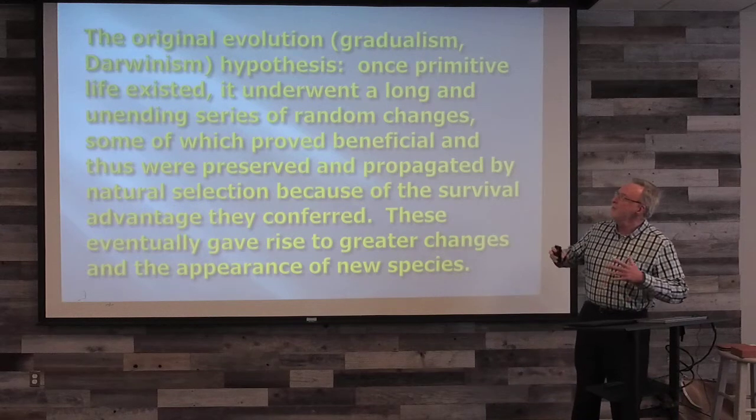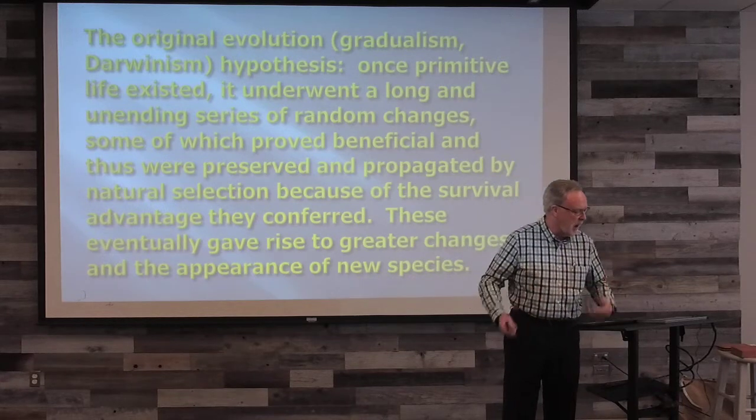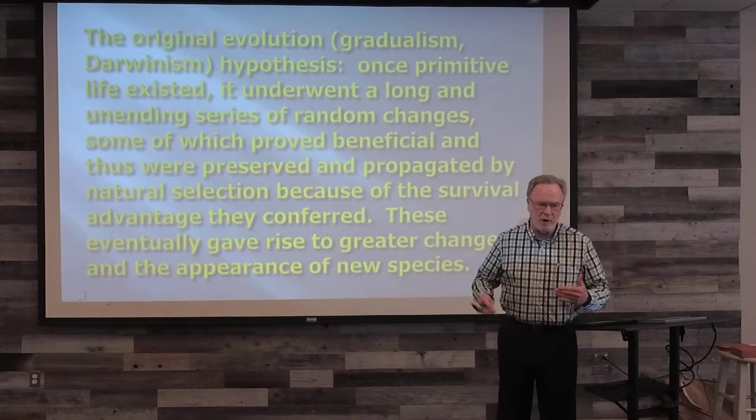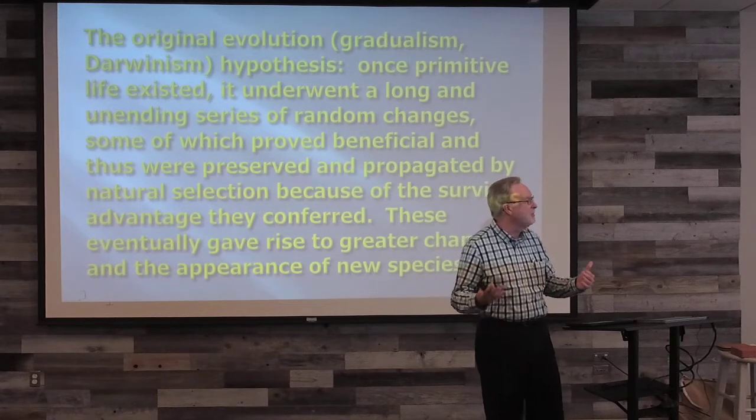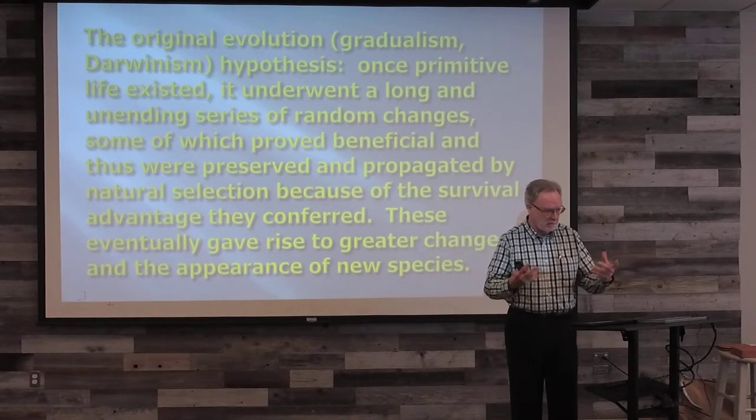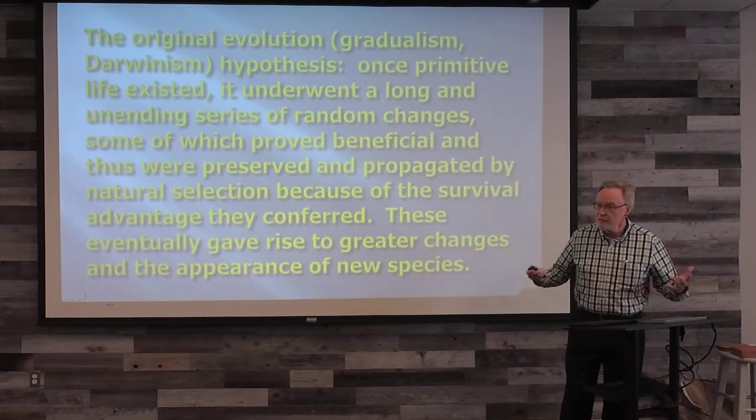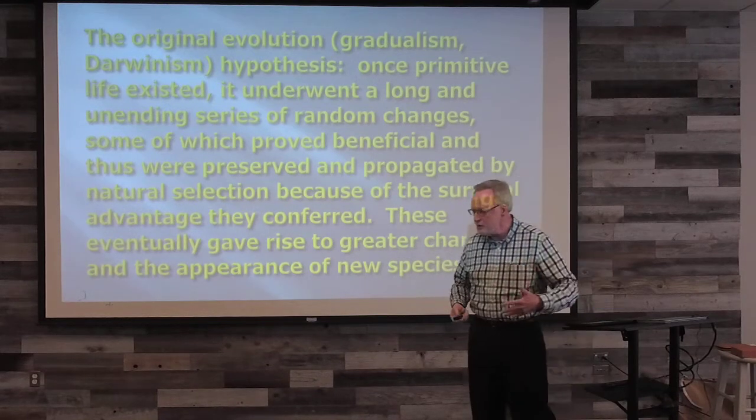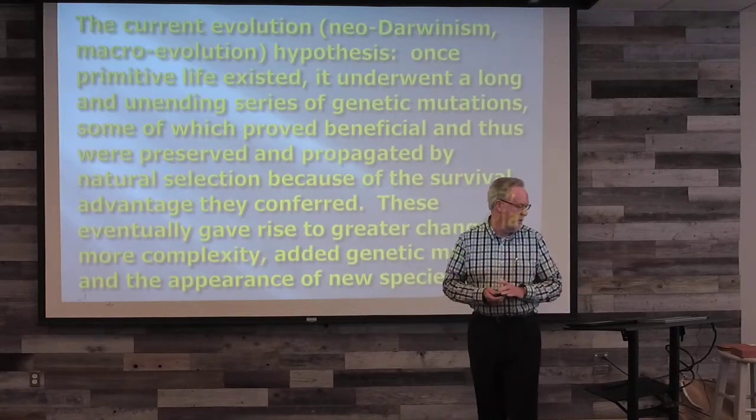Okay, here's the original evolution hypothesis. This is, by a proper definition, Darwinism or gradualism. Okay, that once primitive life existed somehow, it underwent a long and unending series of random changes, some of which proved to be beneficial and actually had a survival advantage, and therefore these were preserved and propagated by natural selection, weeding out the less useful things because of the survival advantage that these random changes conferred. And so these originally gave rise to greater changes and finally the appearance of new species, new functions, new anatomy, et cetera, everything that we have. Okay, that's the original Darwin's theory.